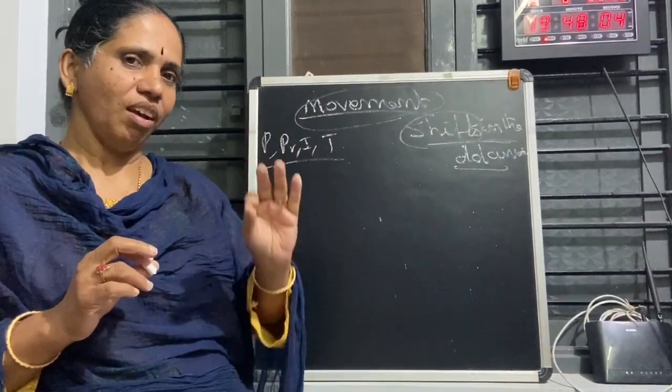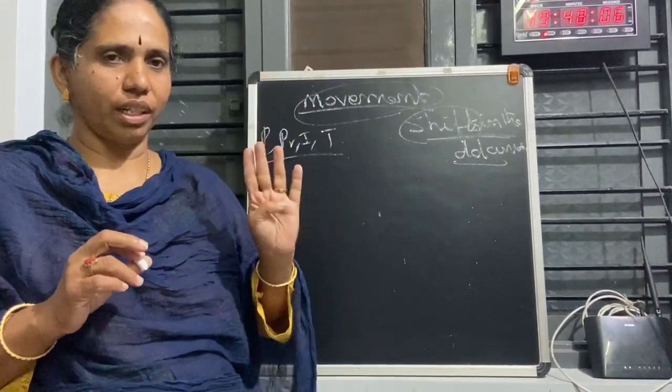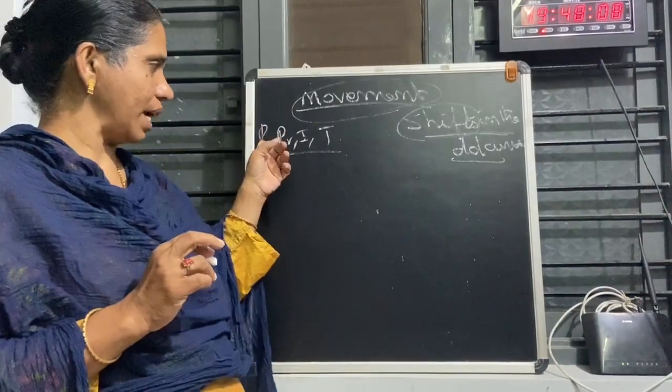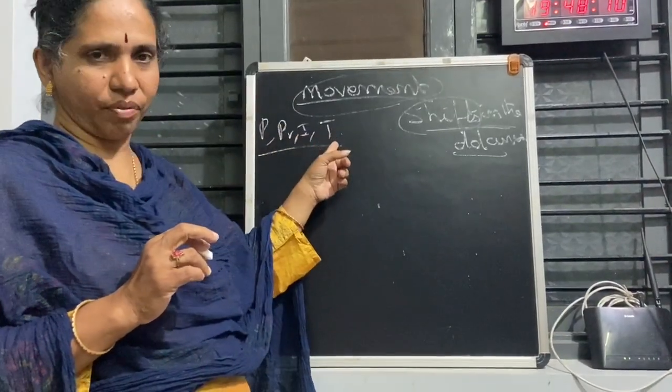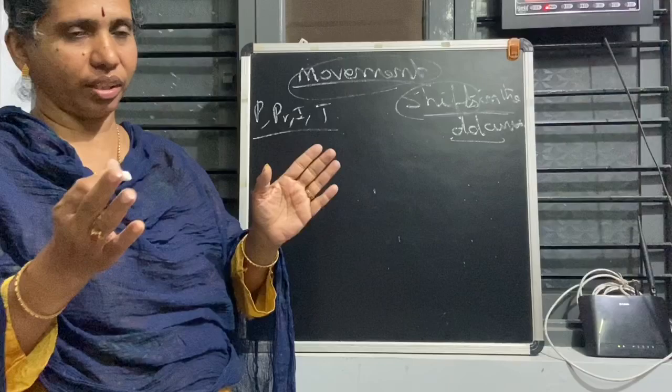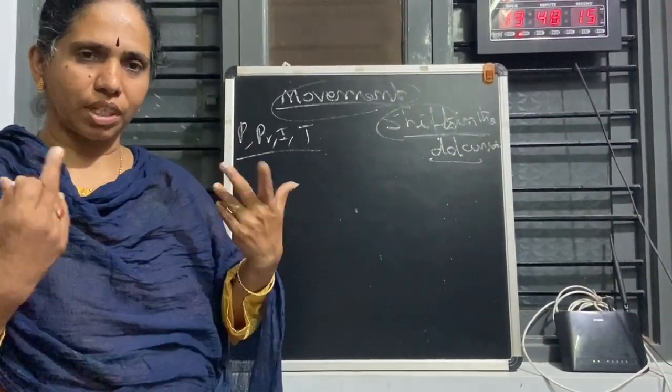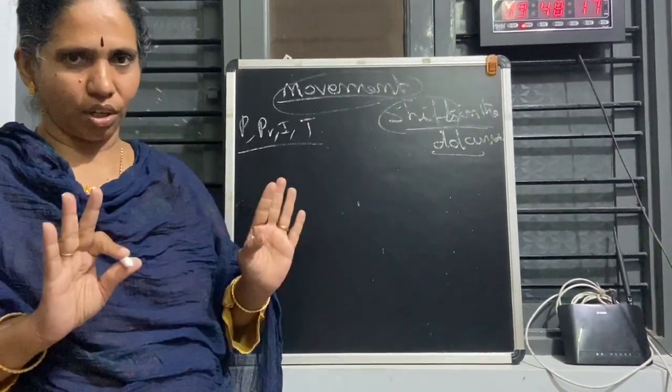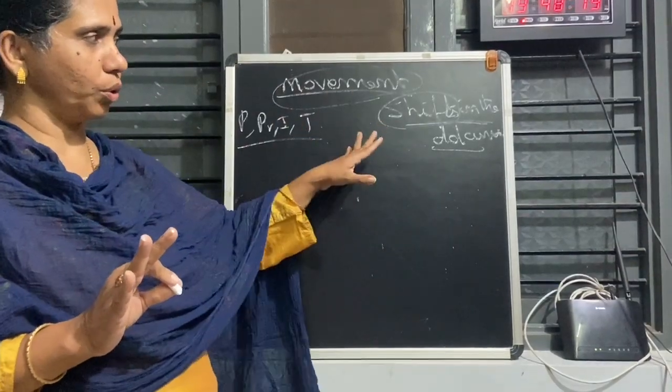We already saw what is demand and what are the four determinants of demand. I have written here: price, price of related goods, income, and taste and preference. We saw examples of complementary goods, substitute goods, normal goods, and inferior goods. Now graphically we are going to show how it is.